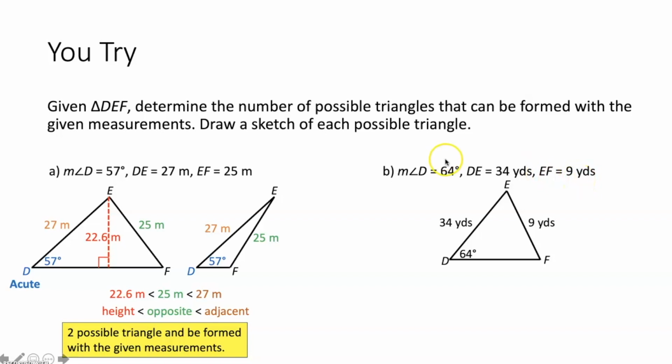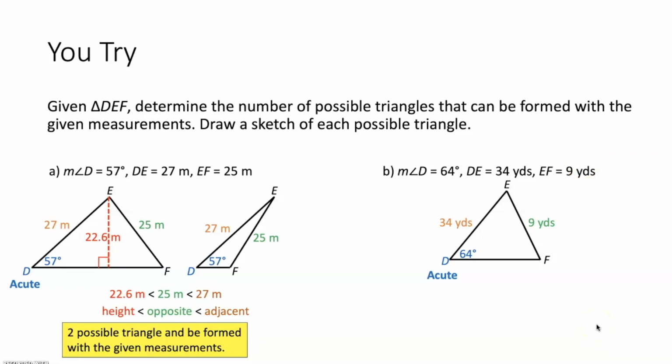Now that we've made our sketch, we can finally go on to answering our question, which is how many possible triangles can be formed with these given measurements. So the first thing we look at is our given angle measure. And here you see that our angle measure is acute. Because our given angle measure, our anchor angle, is acute, that means that this given information could produce 0, 1, or 2 possible triangles.